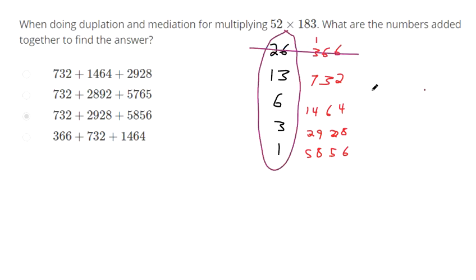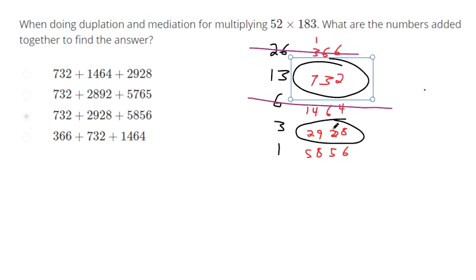Okay, so I eliminated 26 times 366 because it starts with an even number in black here. This is odd, so this row stays. This is even, so this row is gone. This is odd, so those stay. And your final answer is going to be found by adding these 3 values.